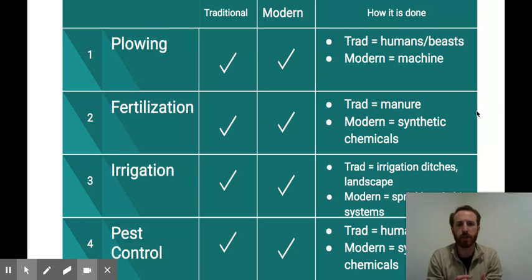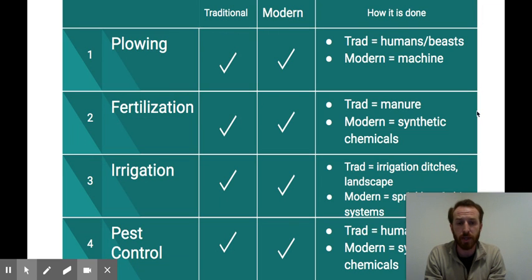Now, when we're looking at traditional methods of plowing, we're talking about humans doing it by hand or using animals to help them. Whereas in modern, obviously, we're using machines to plow the land. Fertilization, with traditional, we're talking about using manure, using compost, whereas in modern techniques of agriculture, we're usually going to be using synthetic chemicals.